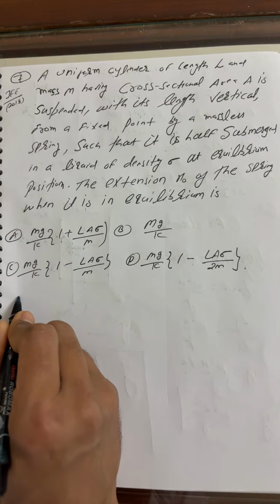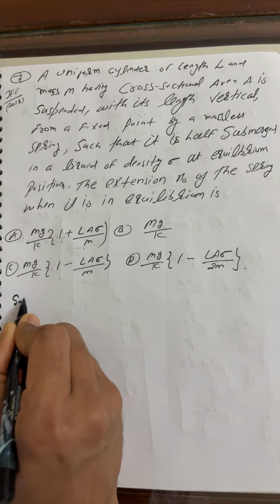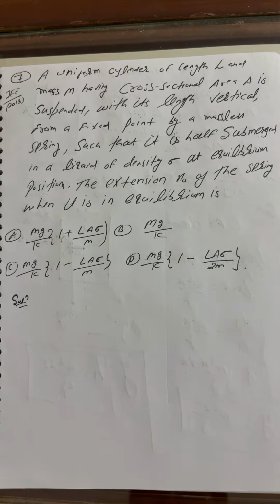Now have a look at the solution of these questions here. What is question number seven? Tell me. Have a look here. Once I'll read the question statement, everyone. What is in the question? Uniform cylinder of a length.